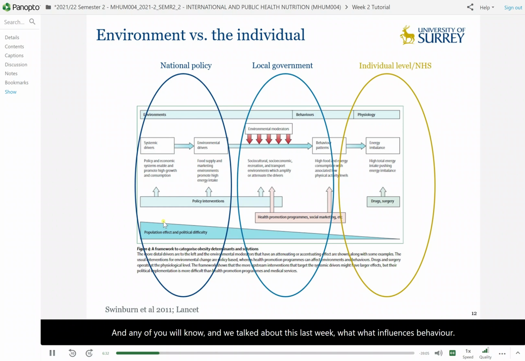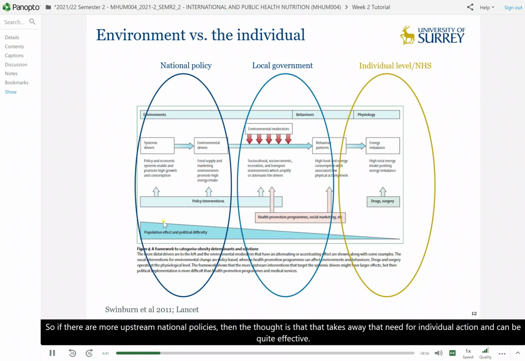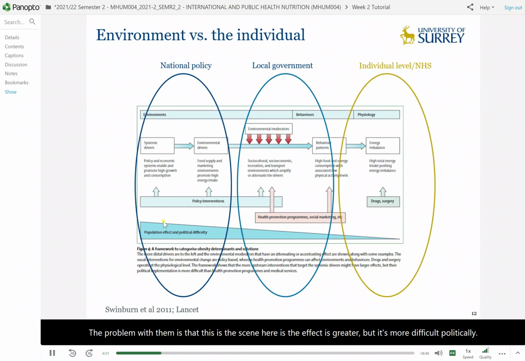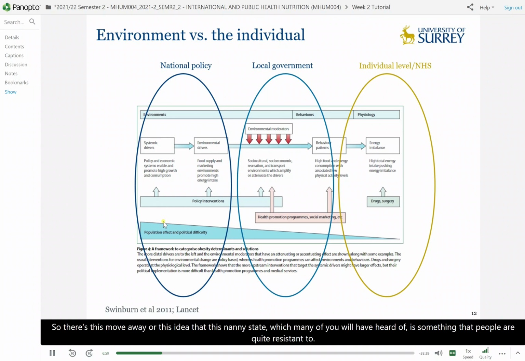And as you will know, and we talked about this last week, what influences behaviour. It's not so easy to have an effect on change if you're handing that over to individuals. So if there are more upstream national policies, then the thought is that that takes away the need for individual action and can be quite effective. The problem with them is that the effect is greater, but it's more difficult politically. So there's this idea of the nanny state, which many of you will have heard of, and people are quite resistant to it.